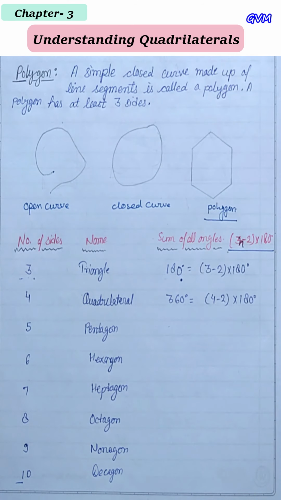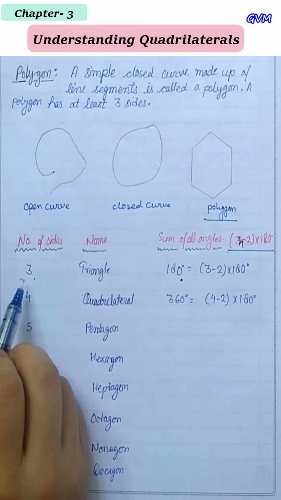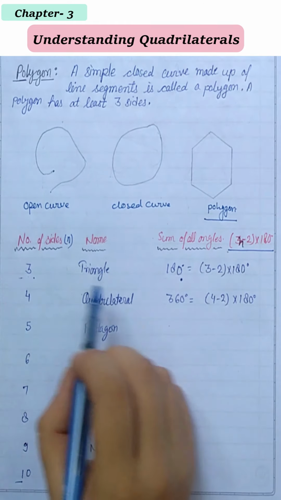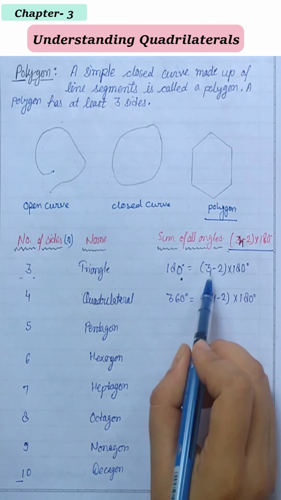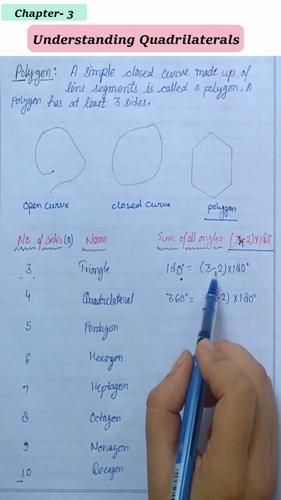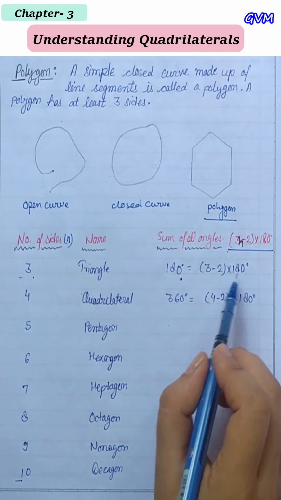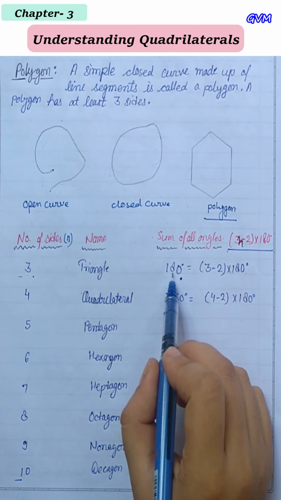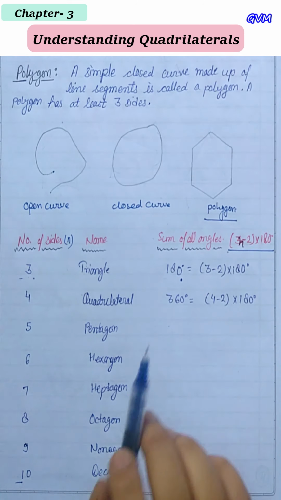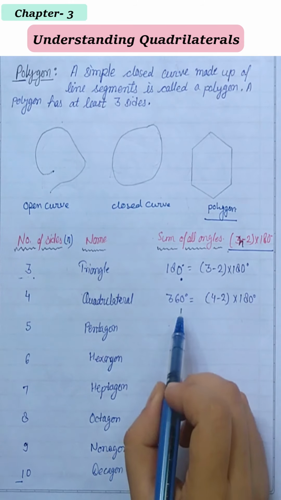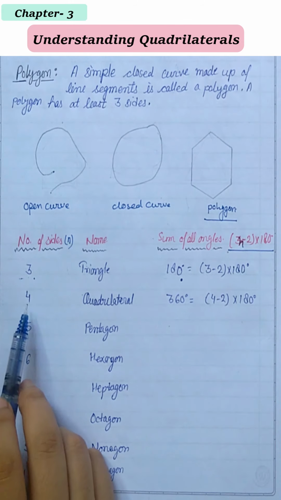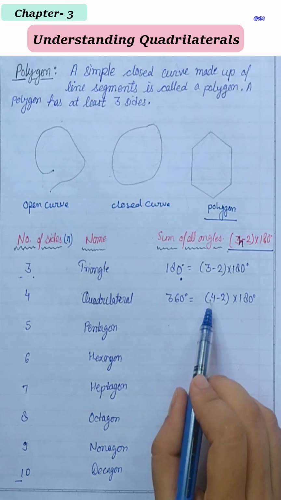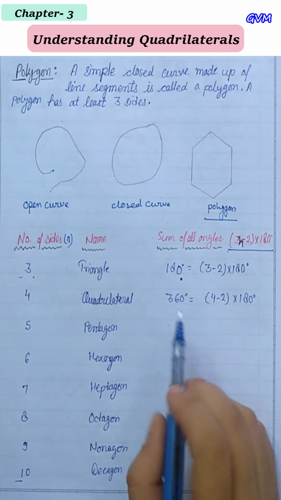So what will we do? n is the number of sides. In a triangle we have n equal to 3, the number of sides is 3, so (3 minus 2) into 180. 3 minus 2 is equal to 1, and 1 into 180 is 180 degrees. So the sum of all the angles is 180. Similarly, in a quadrilateral, the number of sides is 4. So by putting it in the formula, the sum of all the angles is 360.